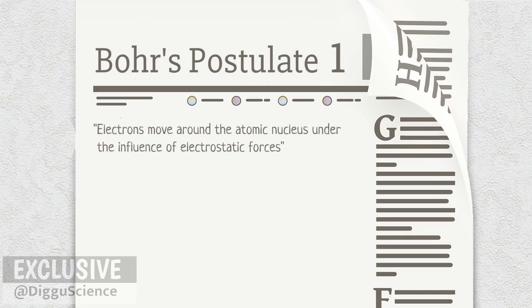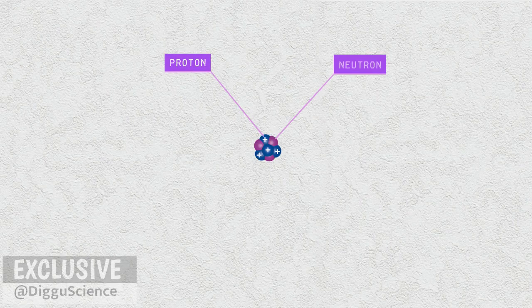First postulate. Electrons move around the atomic nucleus under the influence of electrostatic forces. As an illustration, the atomic nucleus consists of positively charged protons and neutrons. Meanwhile, electrons have a negative charge. Based on Coulomb's law, electrons will experience Coulomb's force towards the atomic nucleus. This is what is meant by electrostatic force.